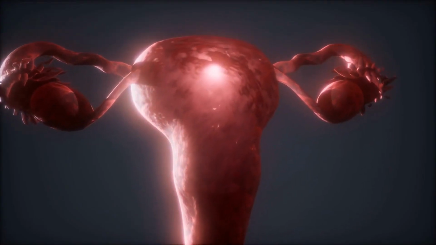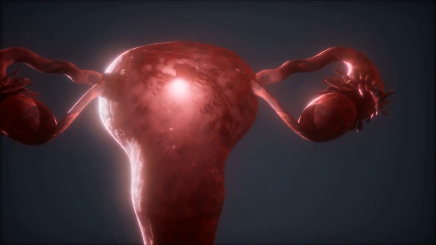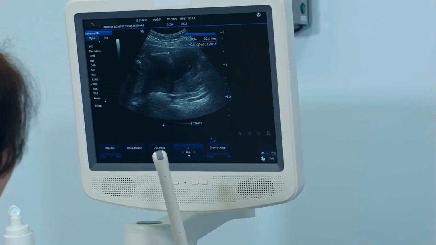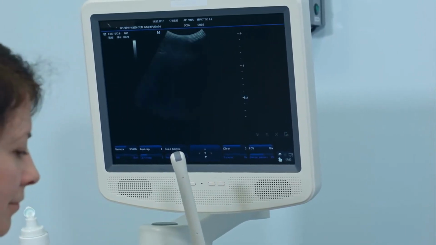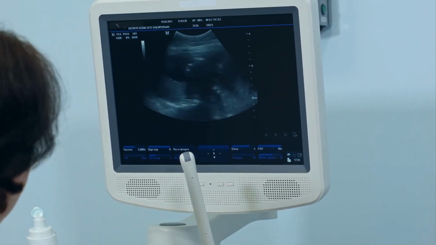Rarely does it happen inside the fallopian tube, although it can happen in the uterine cavity. A complete hydatidiform mole and a partial hydatidiform mole are the two types of molar pregnancy.